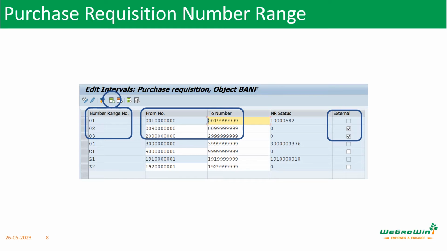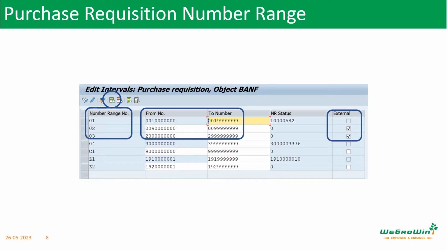Here we see a list of existing number ranges. If we want to add a new number range, we can do it by clicking the insert button. Then we have to enter the number range key in the number column, and then make the entries in the from number and to number fields. To make the number range external, select the external number range checkbox. To make the number range internal, leave the checkbox unselected. After entering the required details, we have to save the details.